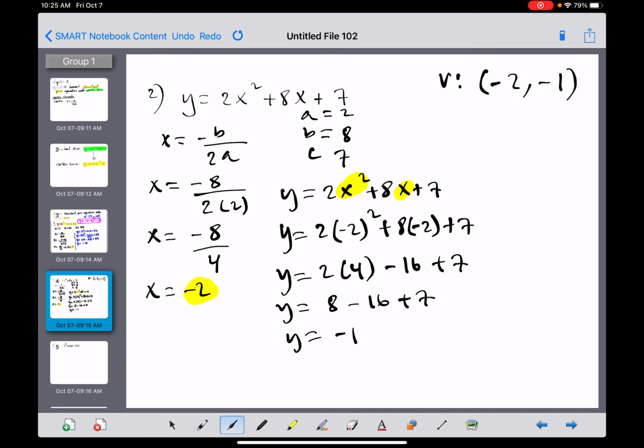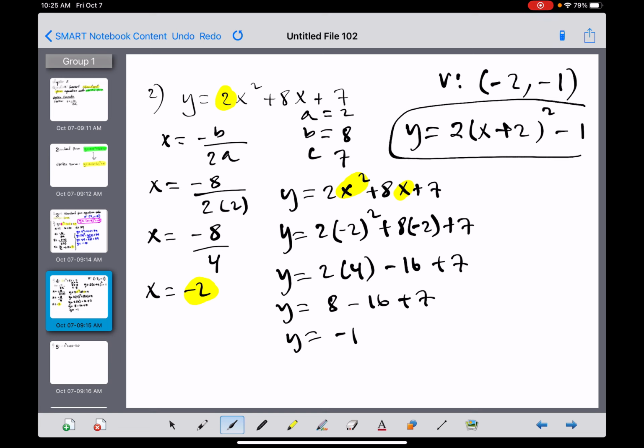So the vertex form is going to be y equal to a. In this case, a is a 2. So it's not a 1 anymore, right? So you put a 2 here, x plus 2 squared minus 1. And you're done with vertex form. Okay, let's move on to the next one.